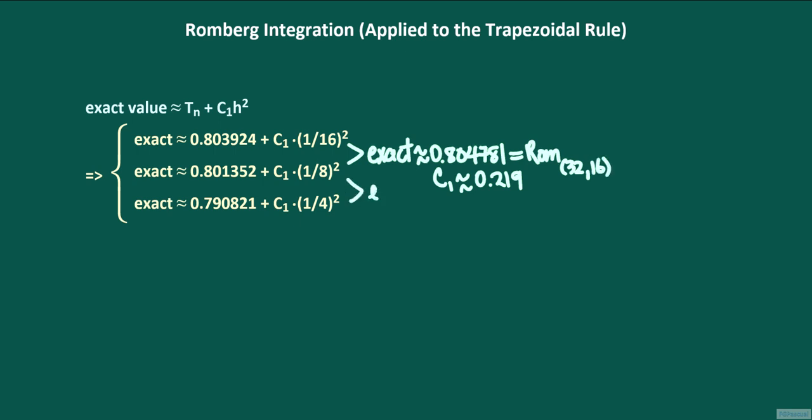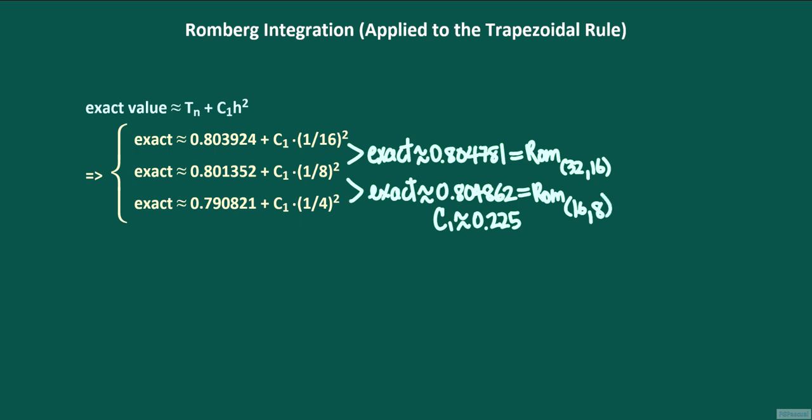Solving these two equations simultaneously, the exact value is approximately 0.804862. C sub 1 this time is approximately 0.225. We'll refer to this estimate of the integral as Rom sub 16,8.